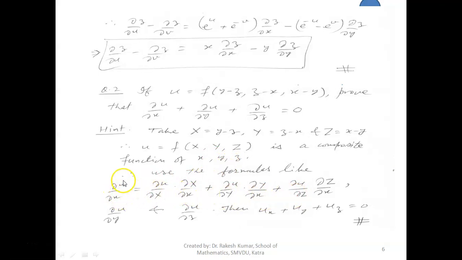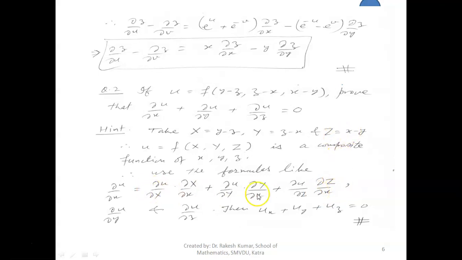So for example, del x of u is equal to del capital X of u into del small x of capital X, likewise this. So this way we can write the formula, then we have to find out the values. Now what is the value of del x of capital X? That is 0. Del x of capital Y, that is minus 1. And del x of Z, that is 1.